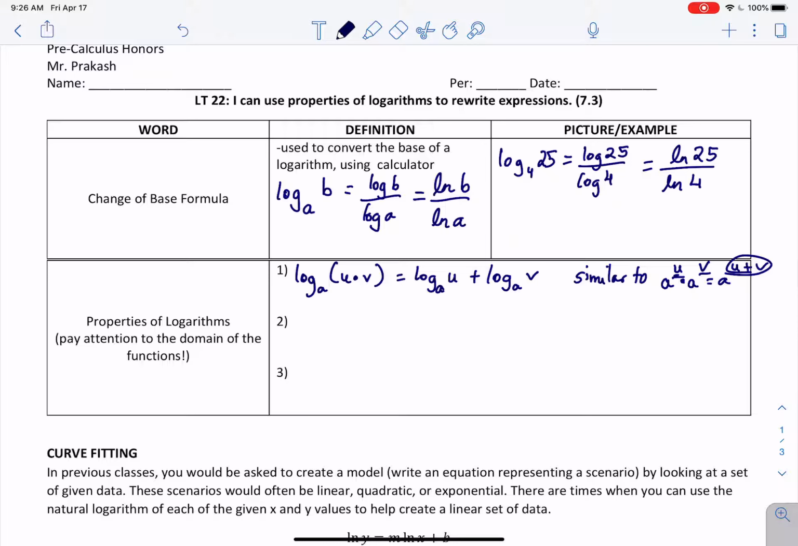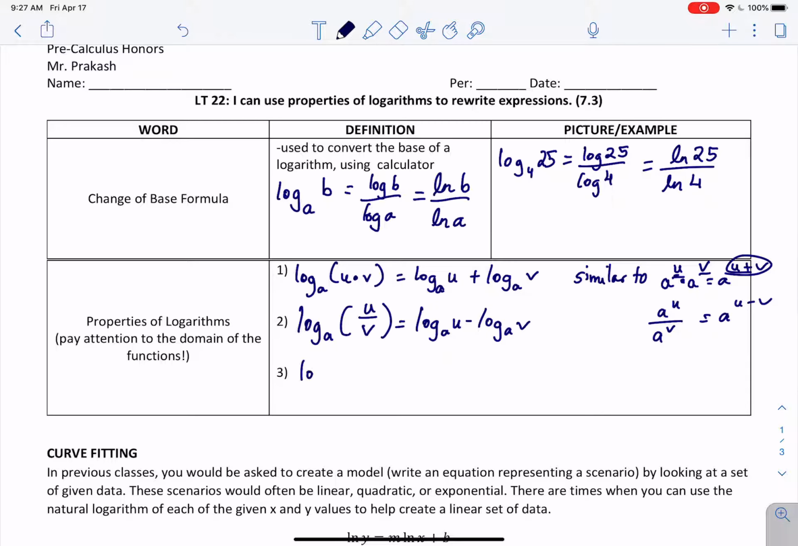The next property we have is if these inputs are divided, then you can subtract them. Again, just like with exponents, if you divide two terms with the same base, you can subtract their exponents.